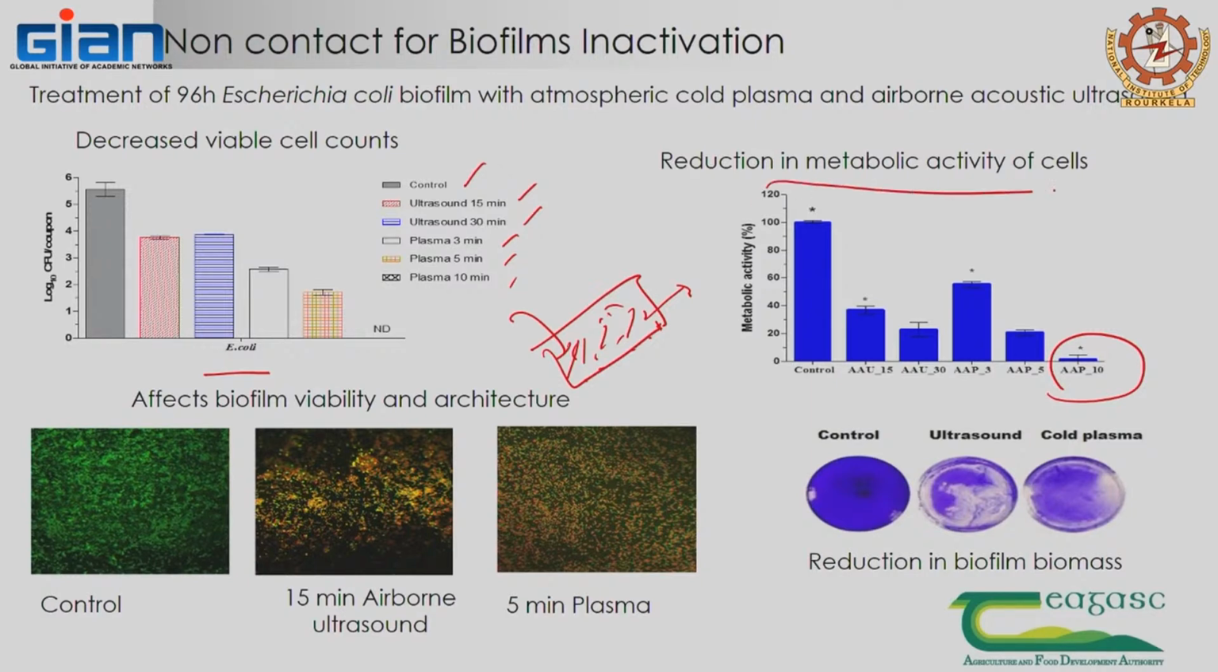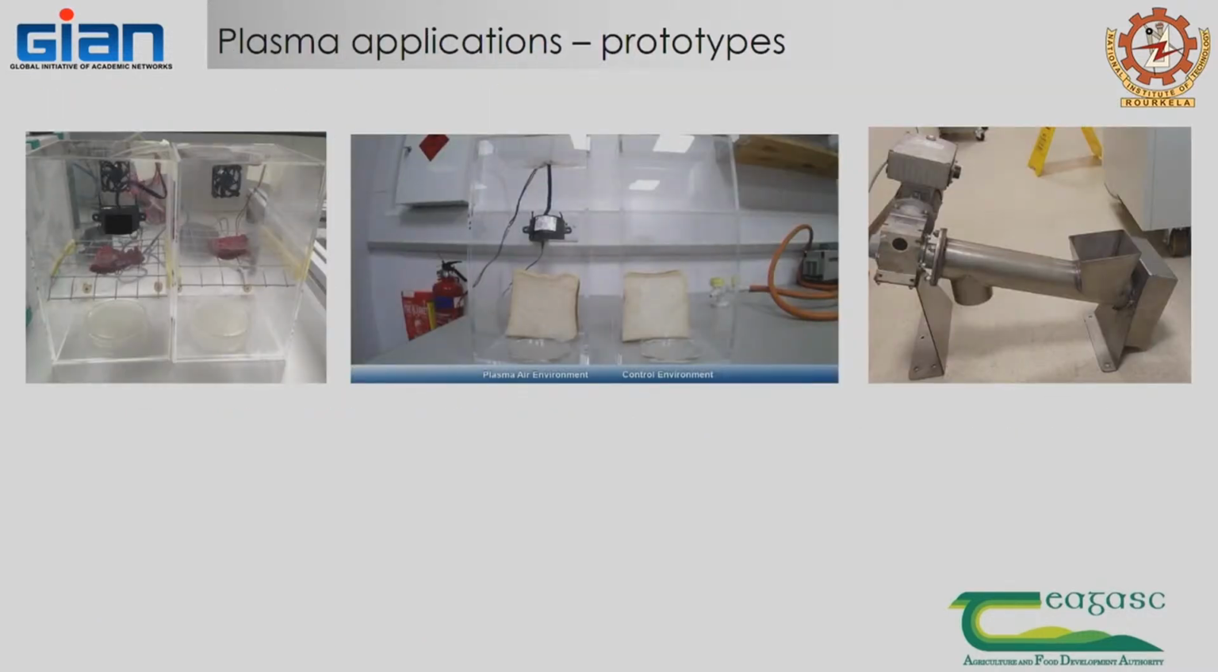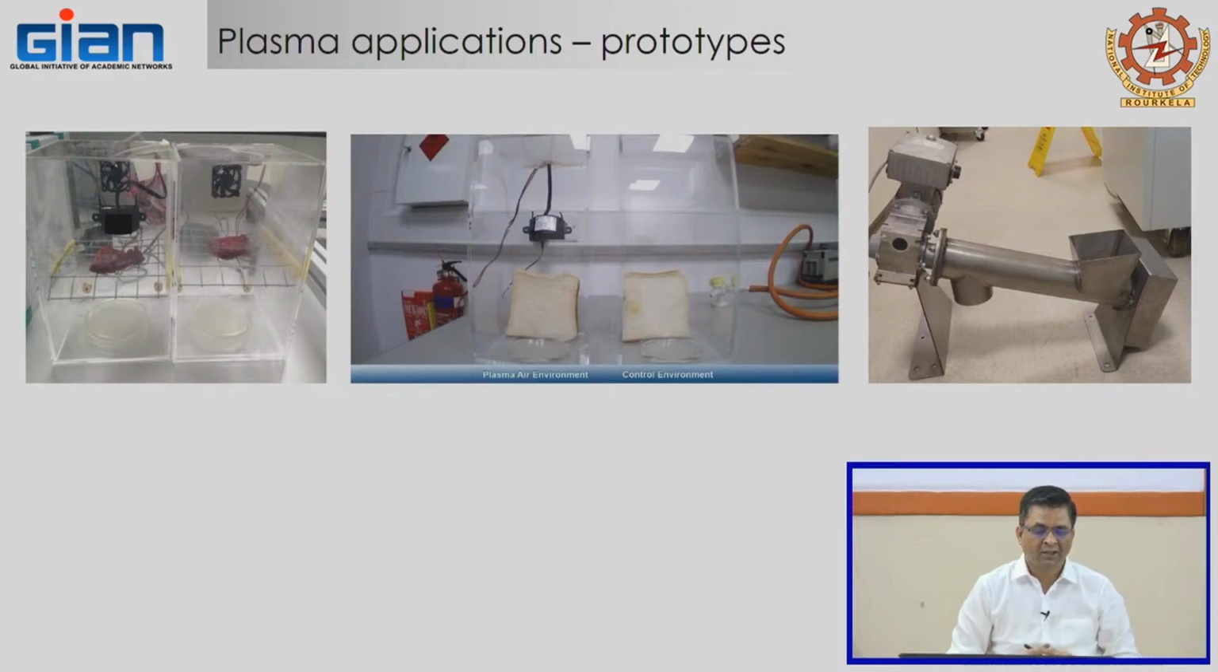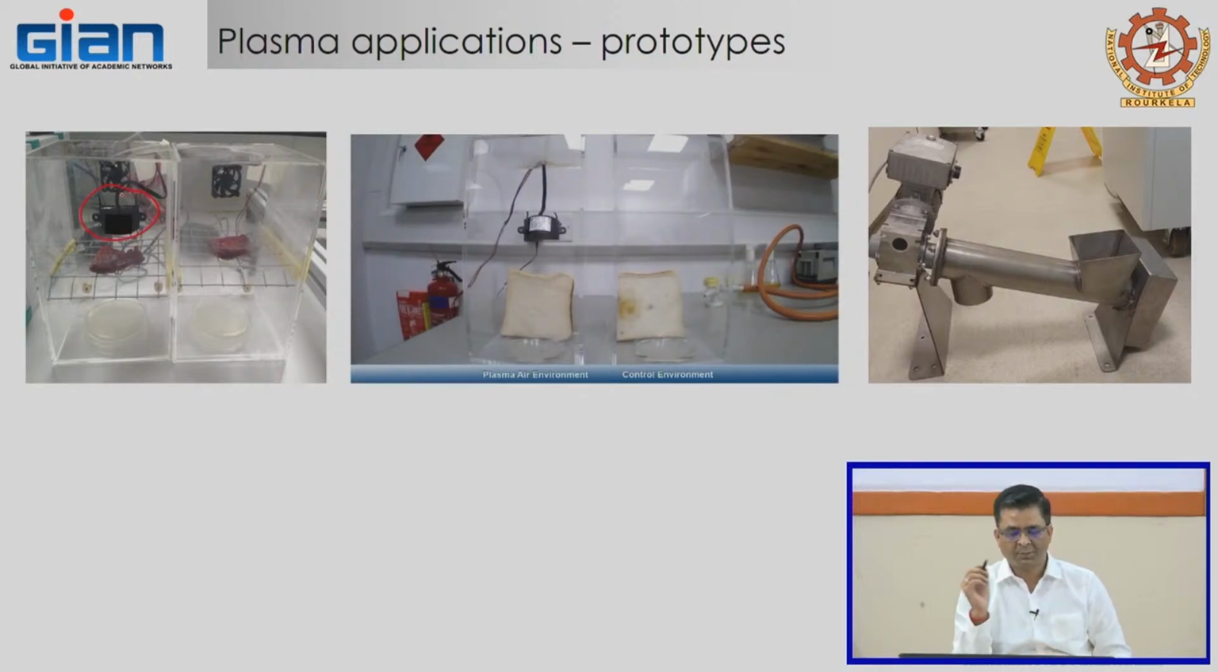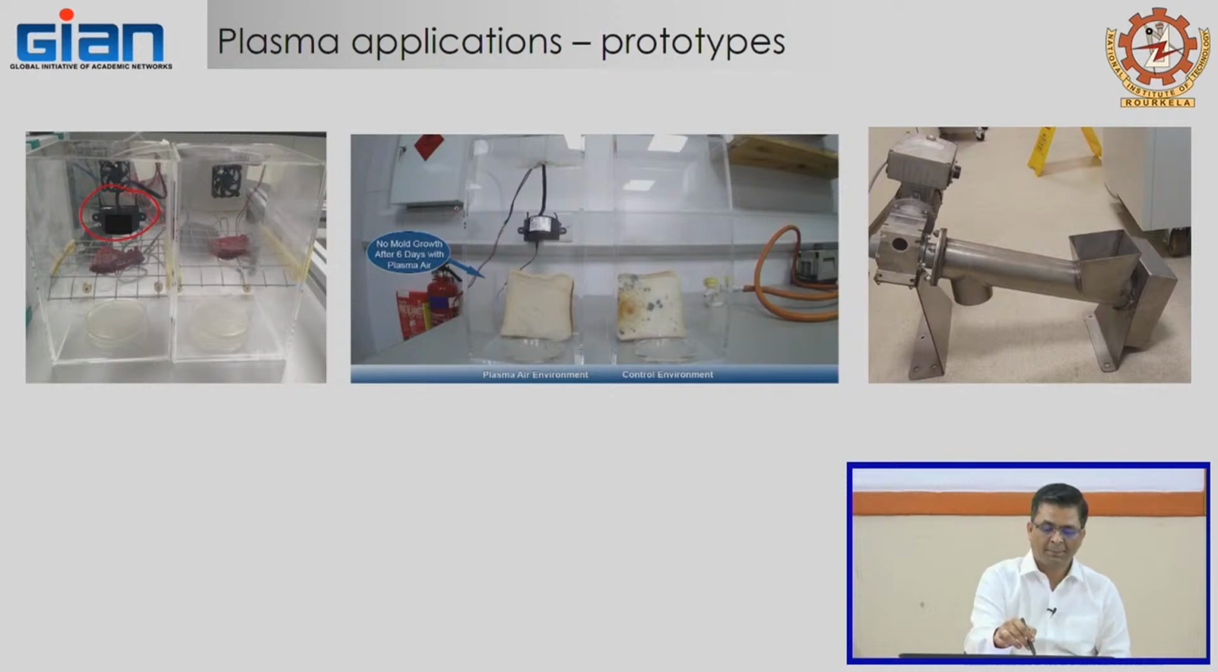I am not going into the metabolic activity. It is just to go deeper into what is causing microorganisms to inactivate. Now, if you see this particular video, this is also a simple plasma system, and keep watching it. What does this experiment show? Two breads are kept in a plastic closed container, in one there is plasma, in one there is no plasma. What does it show?